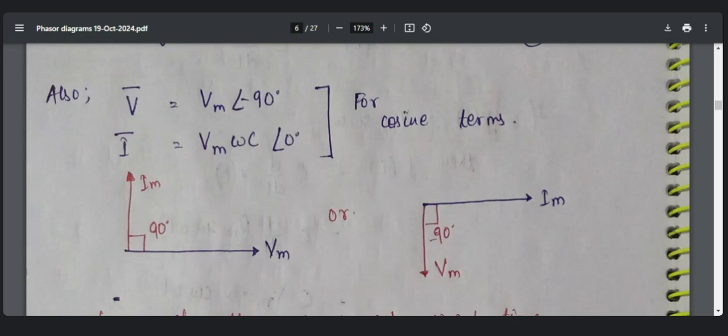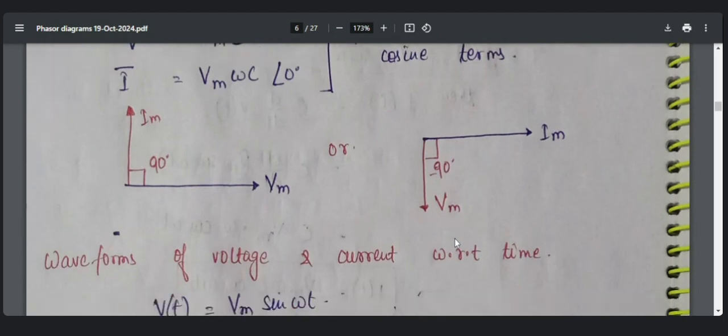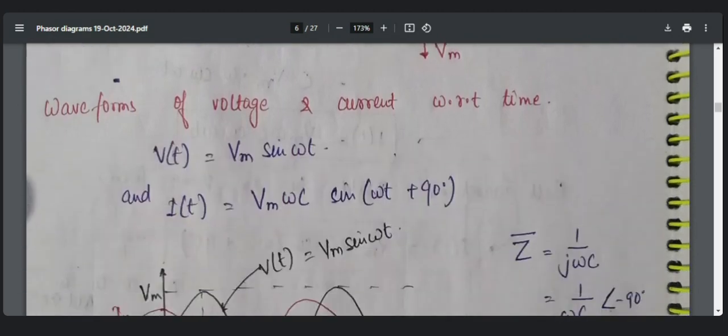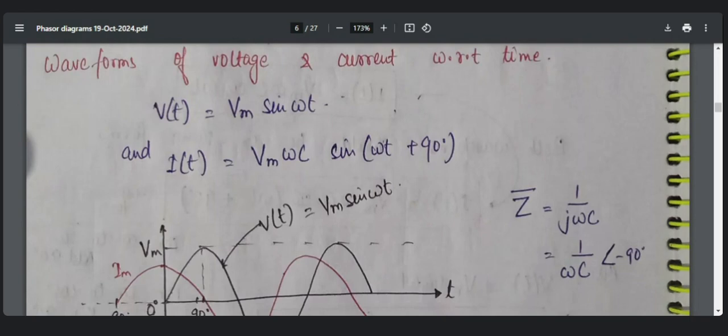Sine terms. So in both the figures, we are finding that current is leading. In the second figure, we could see Vm in the negative, that is Im. Vm is lagging by minus 90 degrees. So these are the phasors, and we could accordingly draw the current waveform.